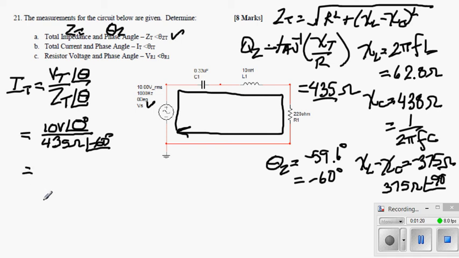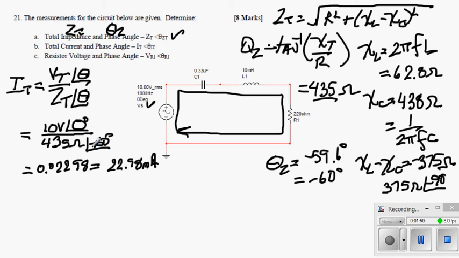Okay. After we divide those two components together, 10 divided by 435, I get 0.0298 and so forth, which I can easily translate into 22.98 milliamps. Now I have to look at the phase angle.